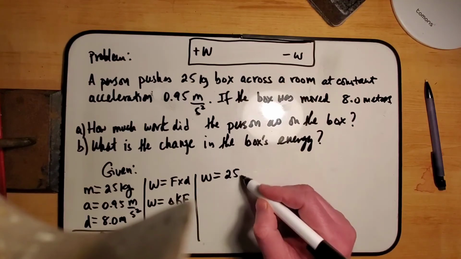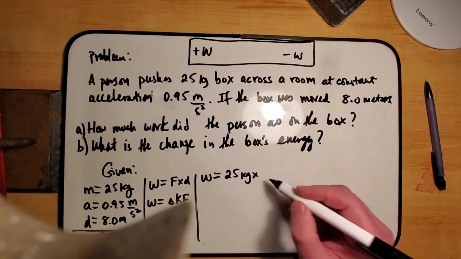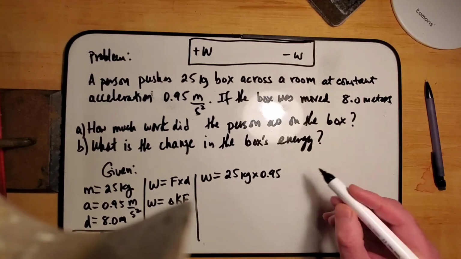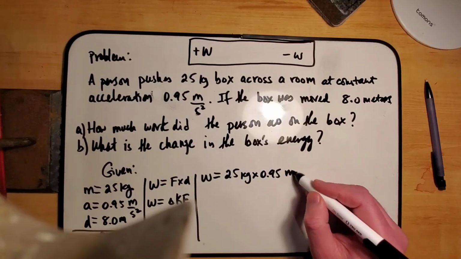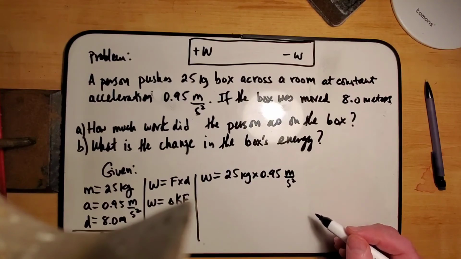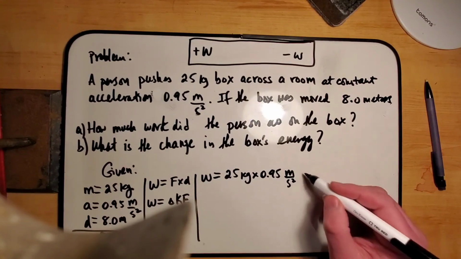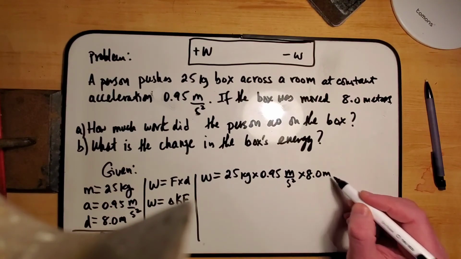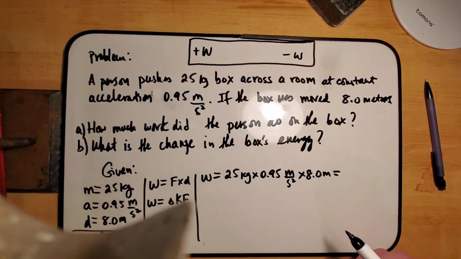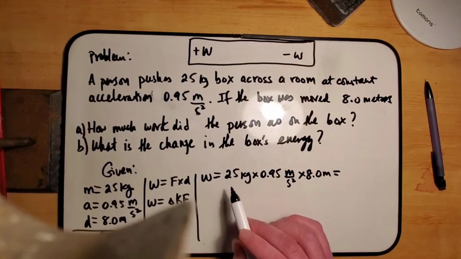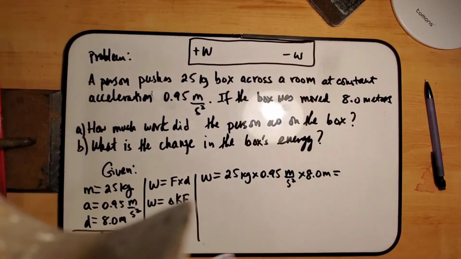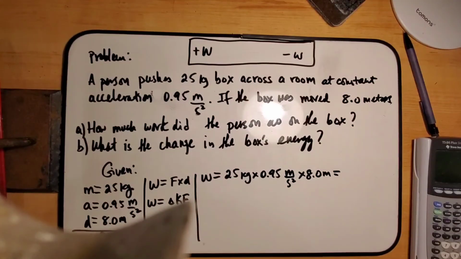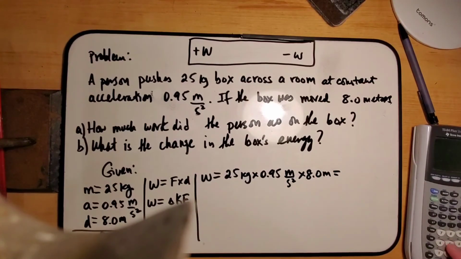So I have 25 kilograms times the acceleration, 0.95 meters per second squared, and I have to multiply by the distance, which is 8.0 meters. Everywhere here I have two significant figures. So all you have to do now is plug in and multiply across: 25 times 0.95 times 8.